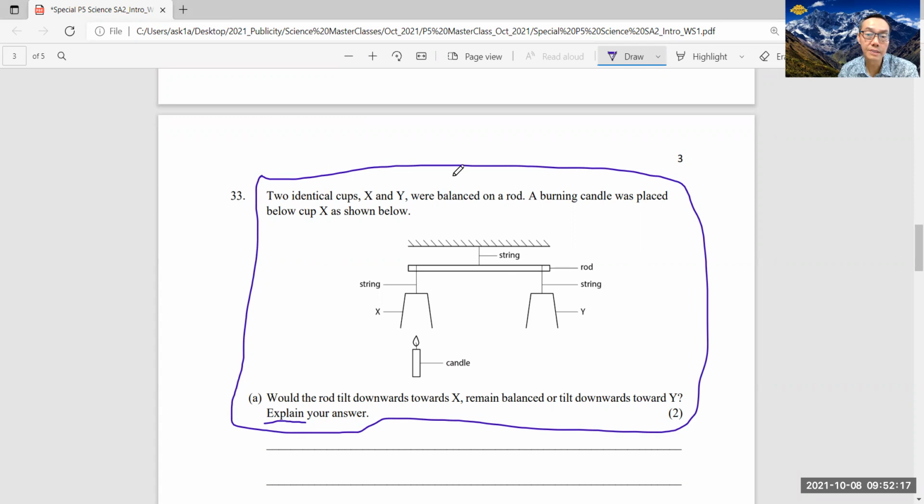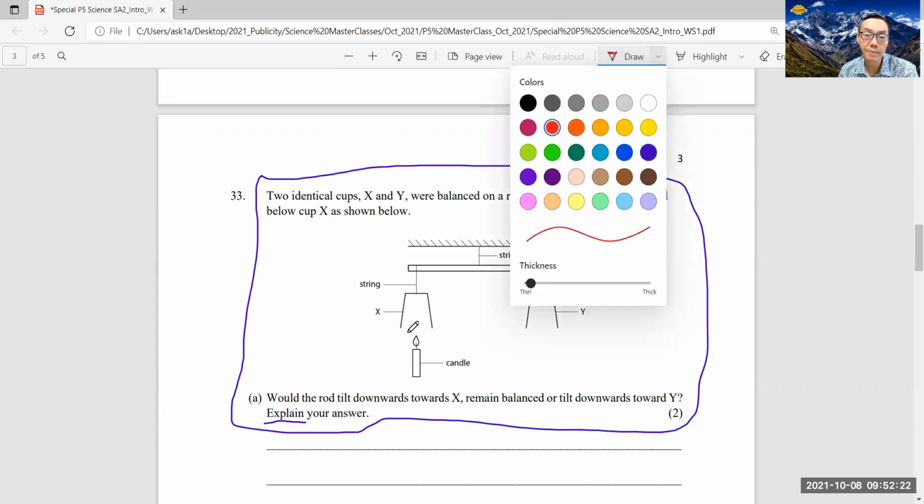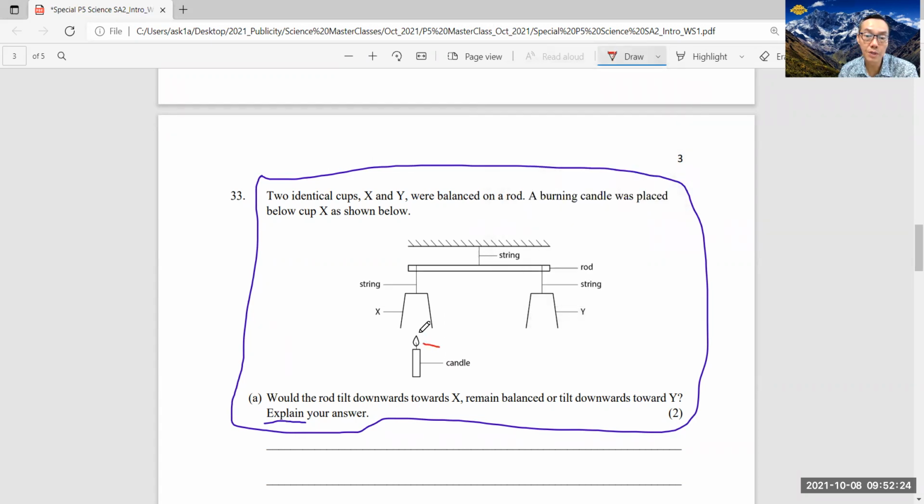Okay, so then this part, right, you can annotate by drawing the flame. Okay, because the flame here would cause the hot air to rise, right? So the hot air will actually push this container upwards. So when it's being pushed upwards, this one will come down.